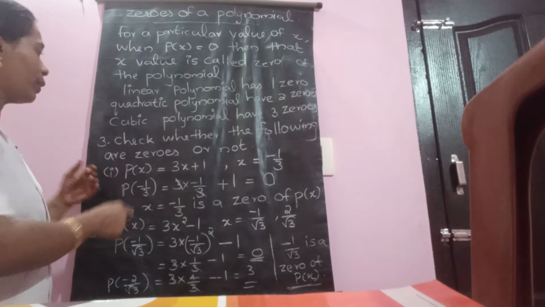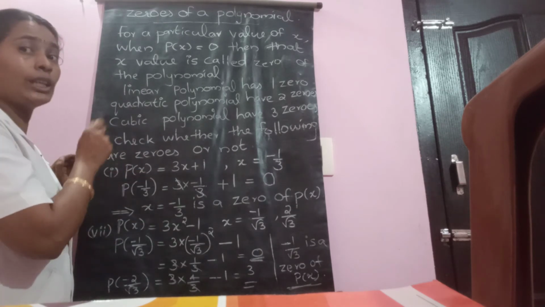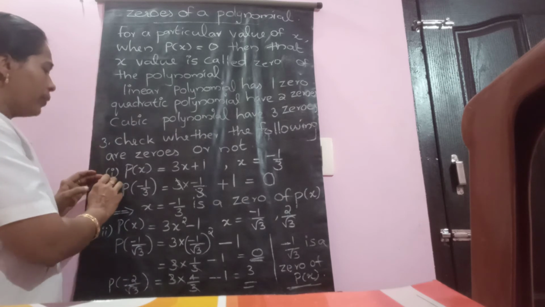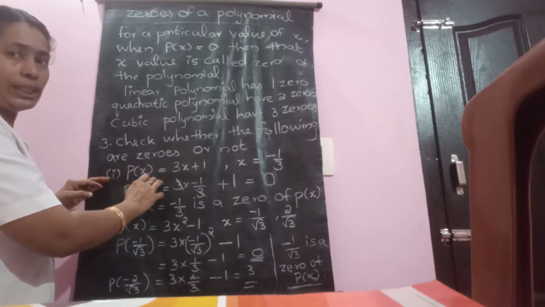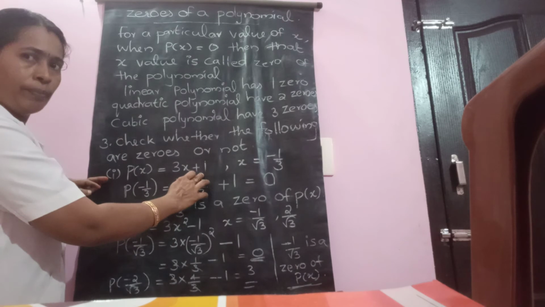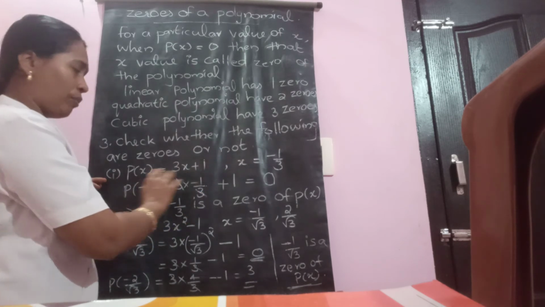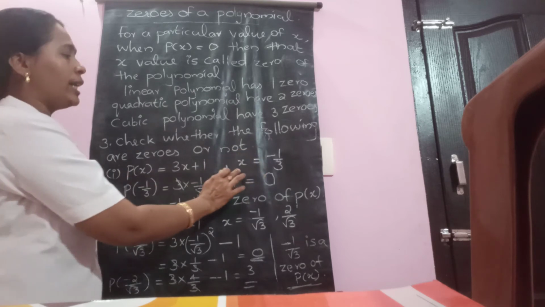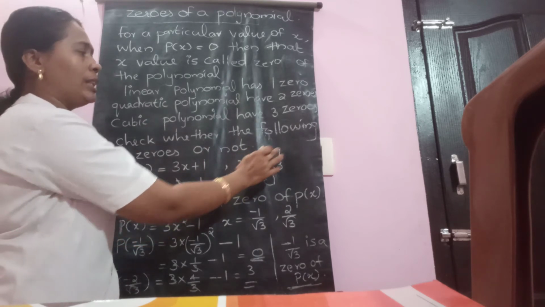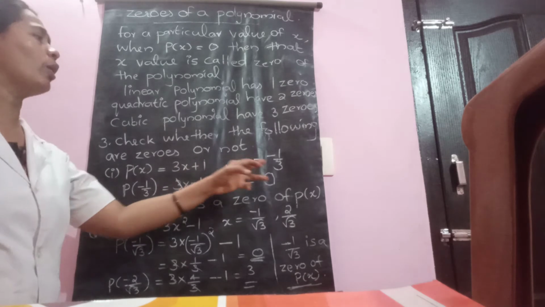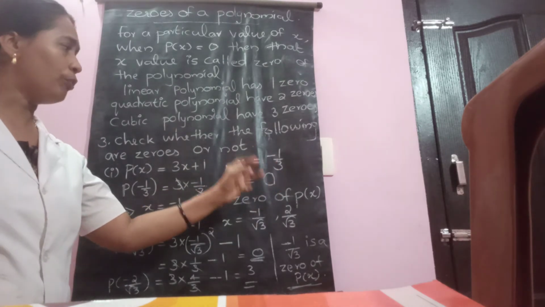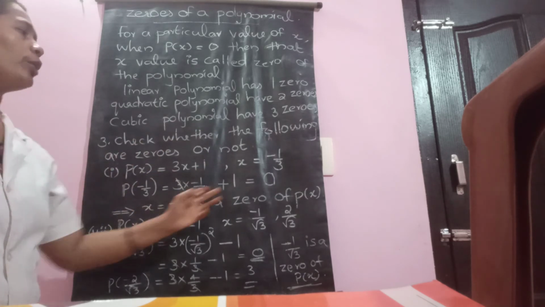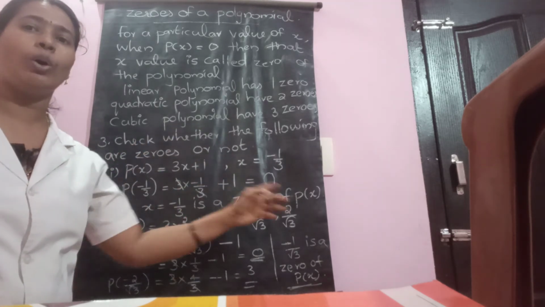Now we are going to check whether it is a zero of a polynomial or not. For that, look at the board. Here is a question given: p of x equal to 3x plus 1. After each question, they have given an x value. Here the x value is minus 1 by 3. Now you are going to check whether, if you give minus 1 by 3 for x, you will get the polynomial value as 0 or not.